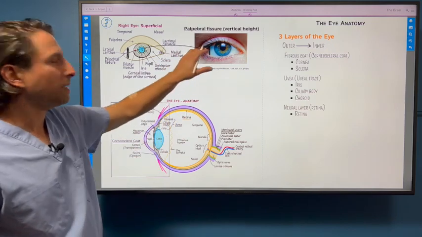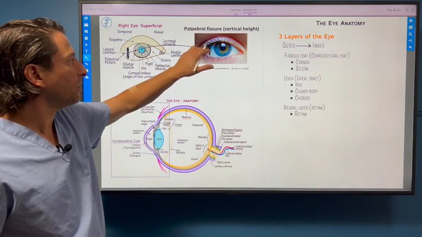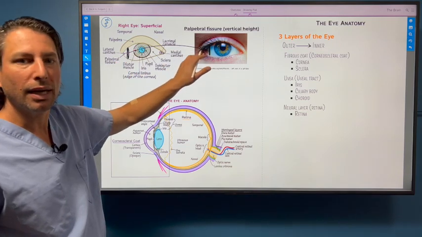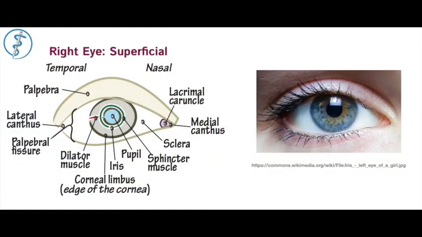And then finally there's this palpebral fissure. The palpebral fissure is the vertical height between the upper eyelid and the lower eyelid. And in certain disorders, there can be narrowing of the palpebral fissure.